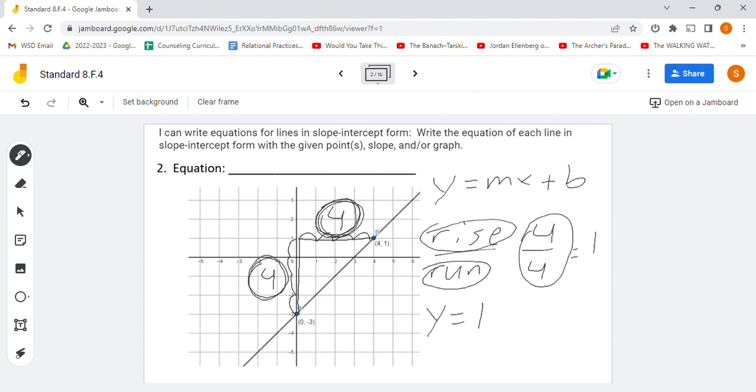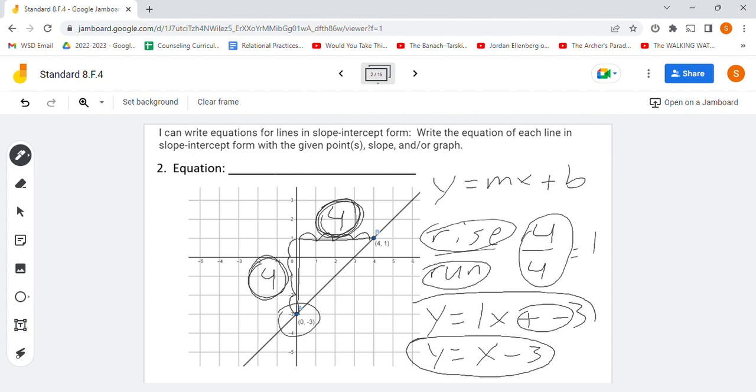So m will be 1x plus our y-intercept there, which is at -3. This can be simplified. So we have y equals 1x, which is the same as writing x. You could write it either way. And adding a negative right here is the same thing as subtracting 3. So you'll typically see this written this way, although the other way is mathematically acceptable, so I would give you credit either way.